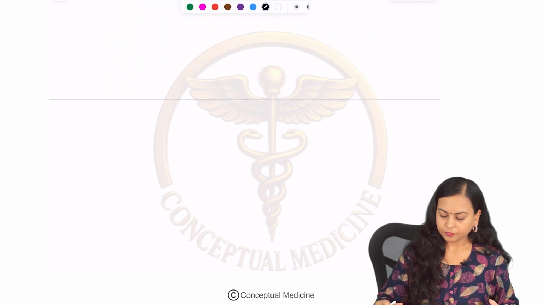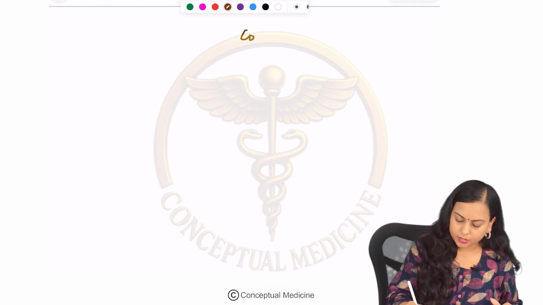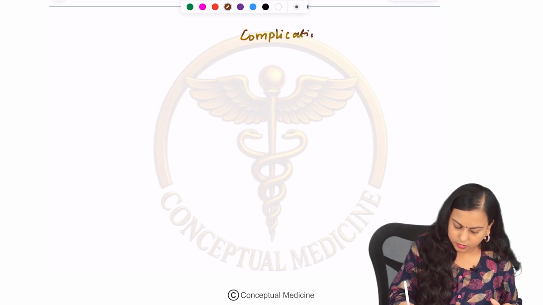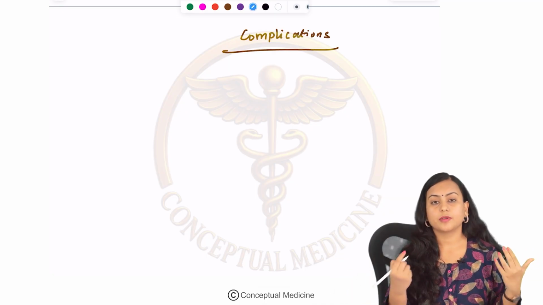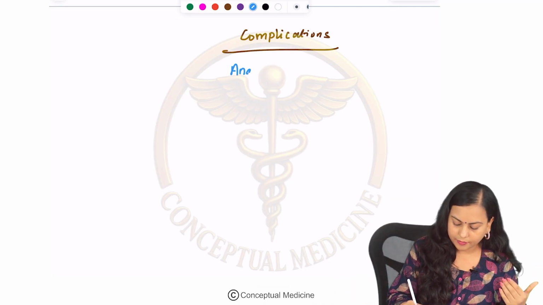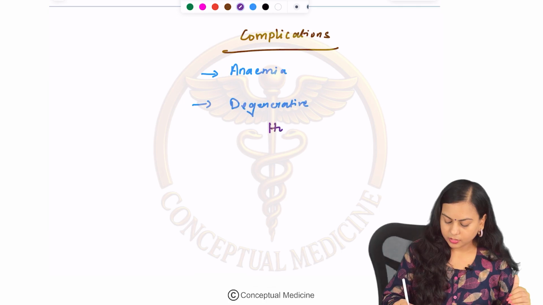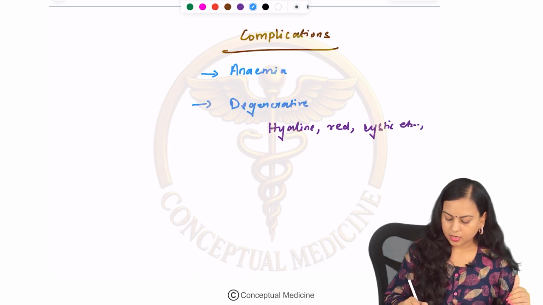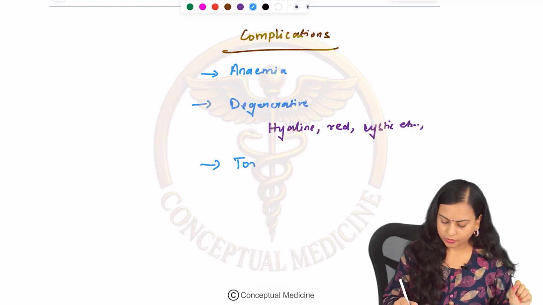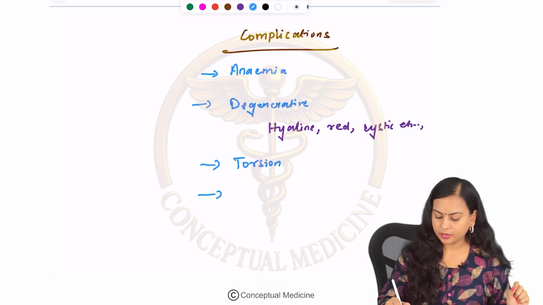Right. Now let's discuss some of the complications that are seen with leiomyoma. I told you the patient will be presenting with heavy menstrual bleeding, intermenstrual bleeding, and so many AUB complaints. So definitely the patient will be having anemia, and there are so many types of degenerative changes that will include your hyaline degeneration, red degeneration, cystic degeneration, etc. Okay, and a pedunculated fibroid especially can go for torsion also. This is mostly seen with a subserosal pedunculated fibroid.